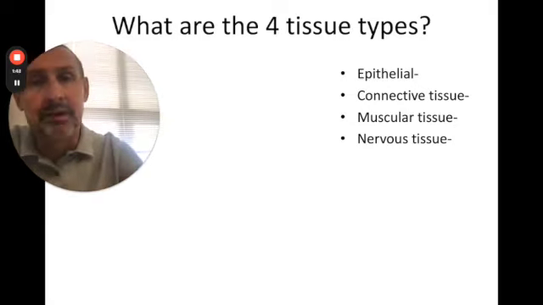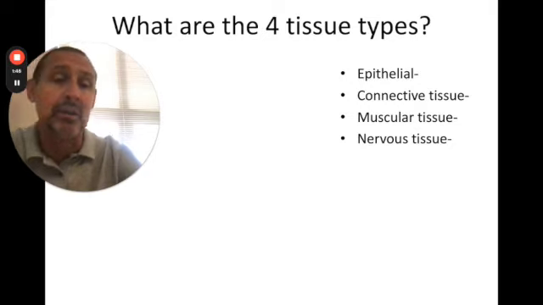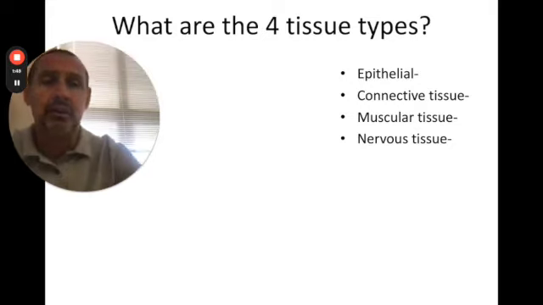Nervous tissue, basically we'll find that around the brain. That's where you'll find most of it, brain and the spinal cord. And it's involved in communication.